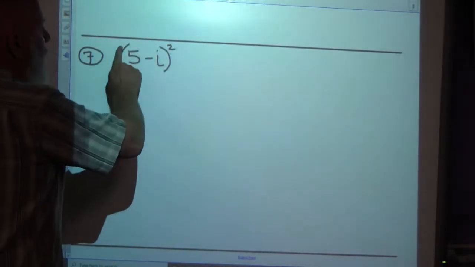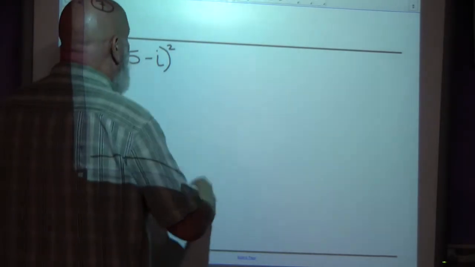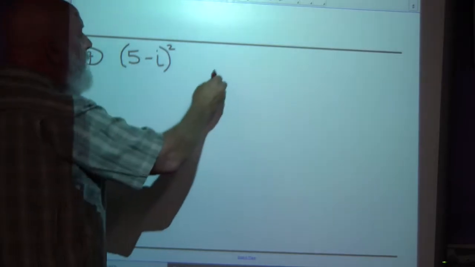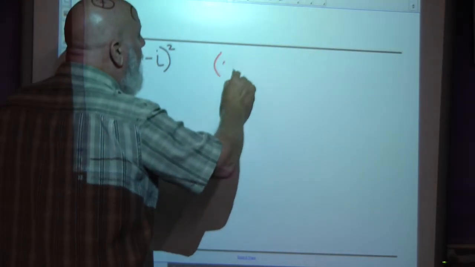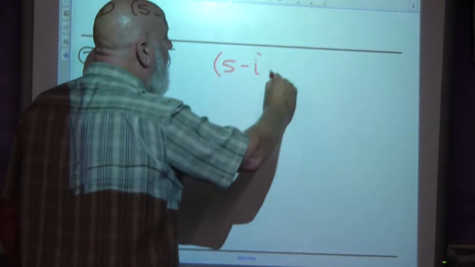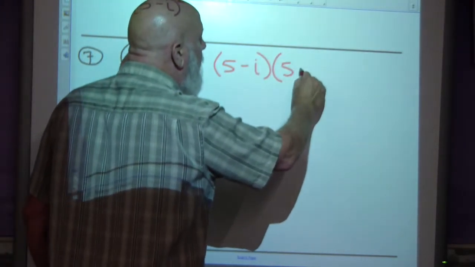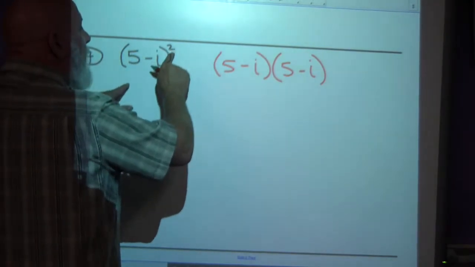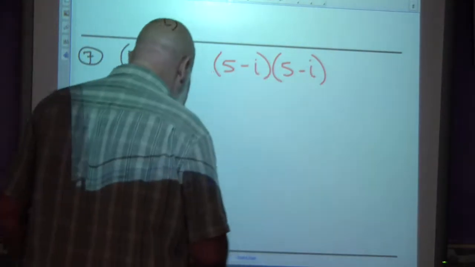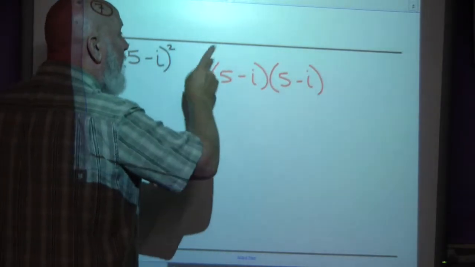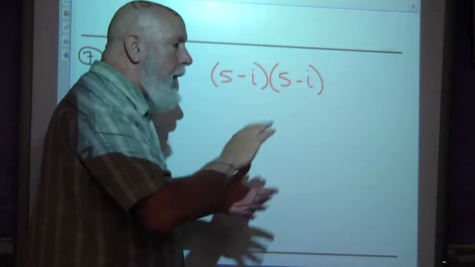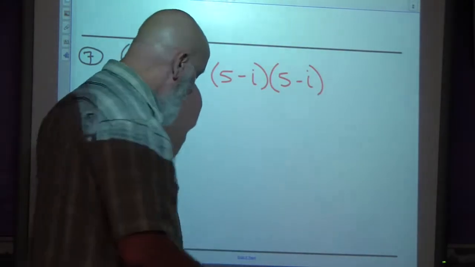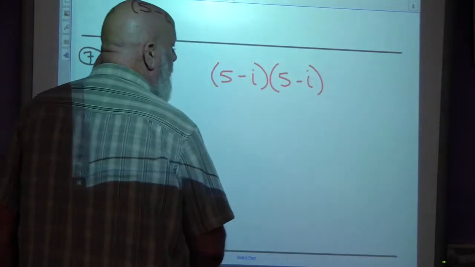Okay. And here's one more example of the type of problem you might see. If you have the quantity 5 minus i quantity squared, just remember that that means 5 minus i times itself. That's what a quantity squared means. 5 minus i quantity squared is 5 minus i times 5 minus i. So I'm going to FOIL this just like I did above, combine like terms and remember that if I have i squared, I'm going to get negative 1. Here I go.